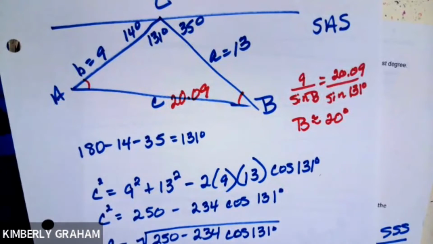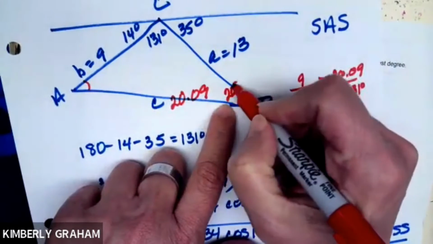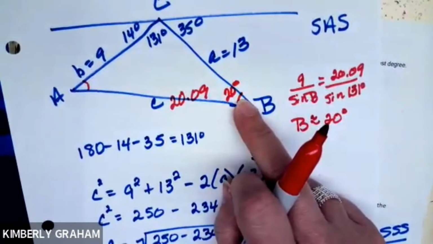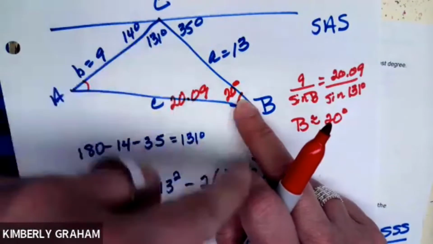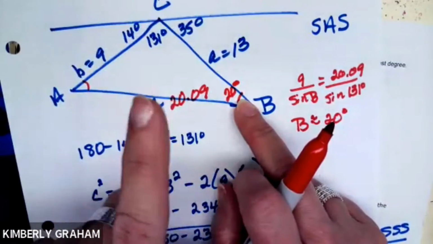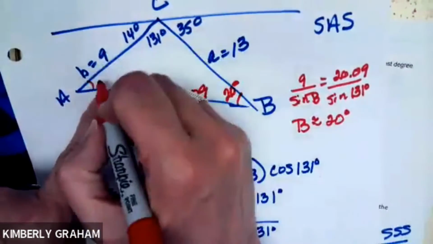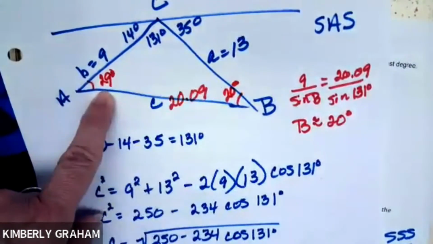And once you figure out this angle, then you can use the fact that the angles of a triangle add up to be 180 to figure out this angle, and this angle would be 29 degrees.